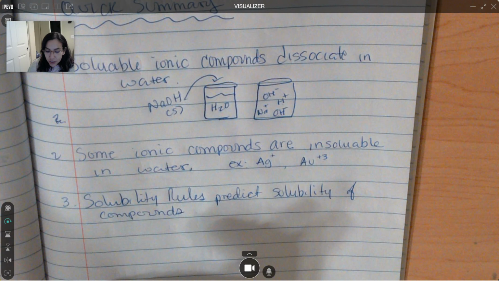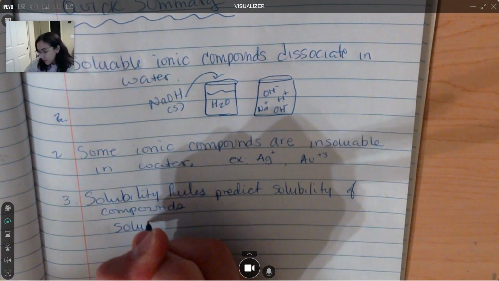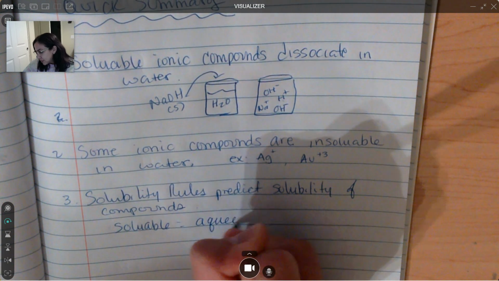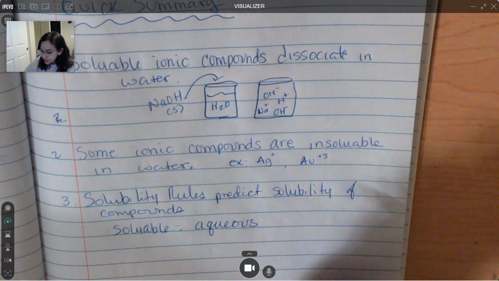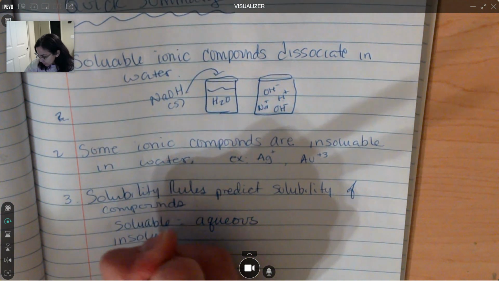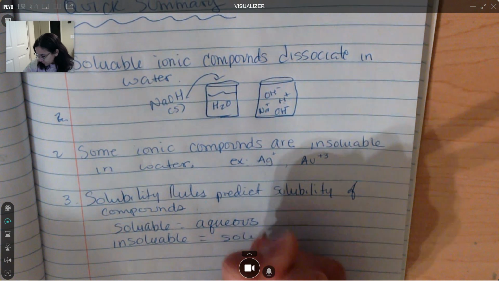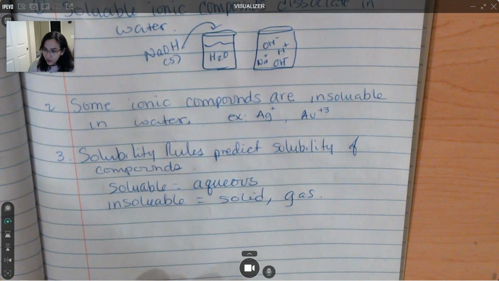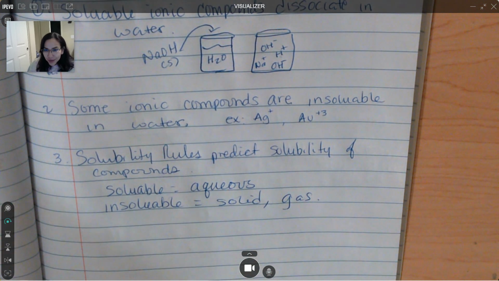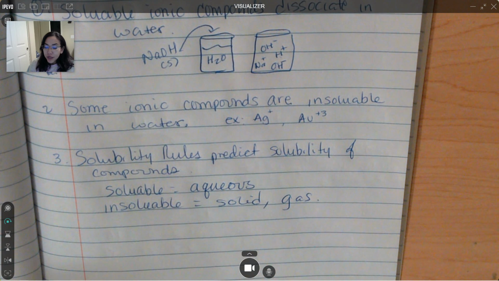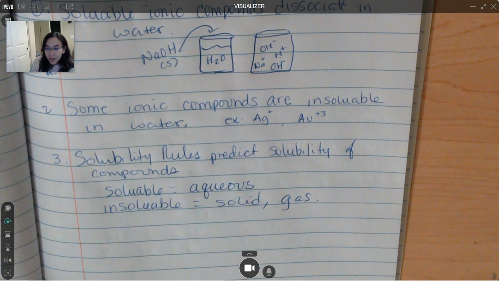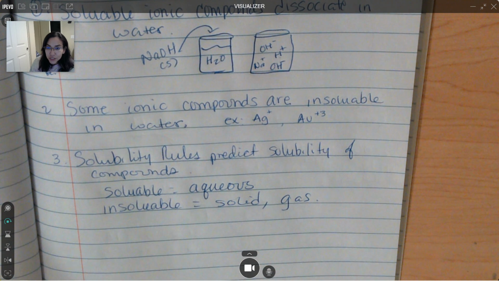So solubility rules predict solubility of compounds, quite simple. Soluble means that it's aqueous. Insoluble is usually a solid. It could also be a gas or a pure liquid. There are some pure liquids that are insoluble in water. They just float, like hexanes. So not all organic compounds mix together. You have non-organic and you have organics. They don't normally mesh all the time.